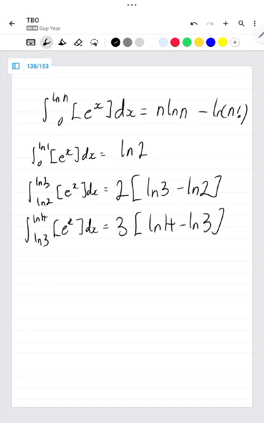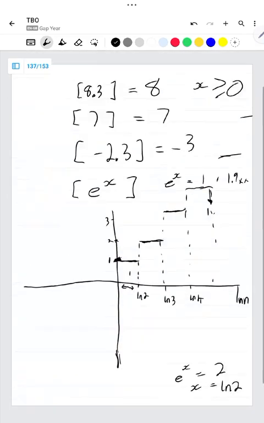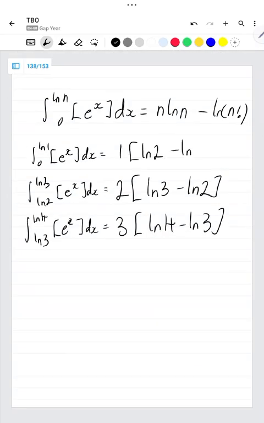Okay, now, because that seems like a pattern, I'll change this one, because that was 1 multiplied by log 2 minus log 1, because log 1 is 0 here. So I'll write this as 1 multiplied by log 2 minus log 1, because that seems to be a nice pattern for me. Right.